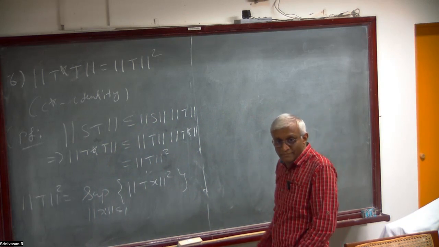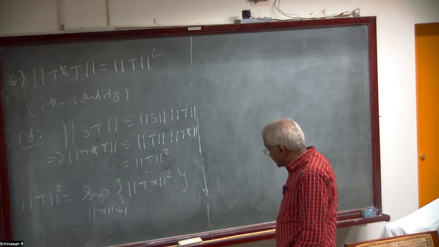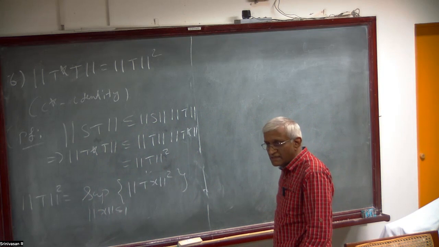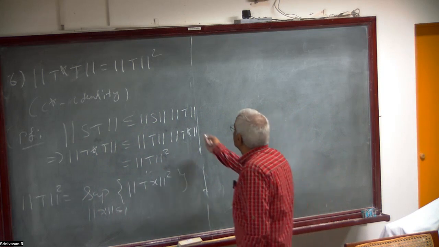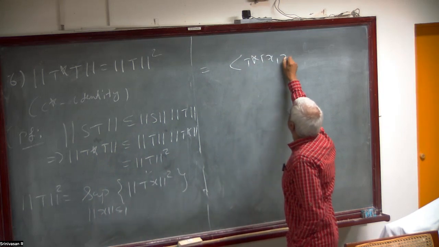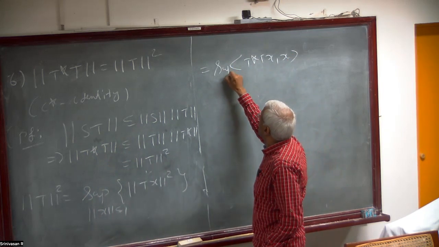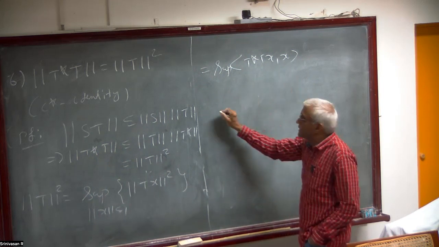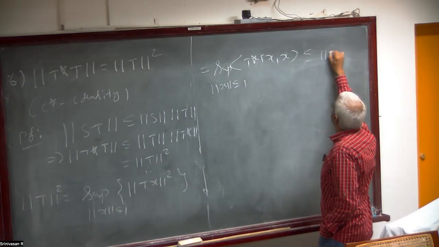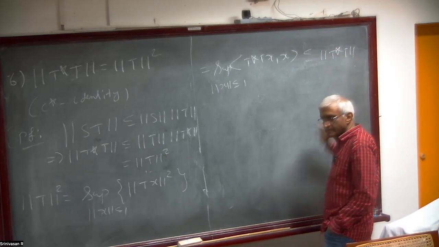Inner product ⟨T*T x, x⟩, which is ⟨T*Tx, x⟩, and that is less than or equal to norm T*T, right? That's all. So this is equal to the inner product ⟨T*T x, x⟩ supremum, with norm x less than or equal to 1. And that is less than or equal to norm T. That's all.